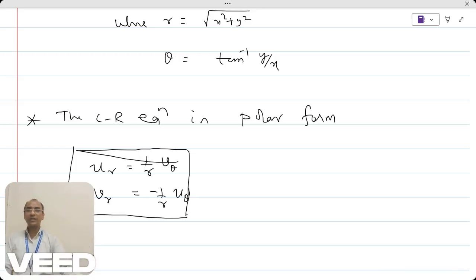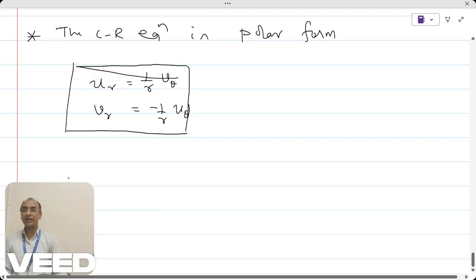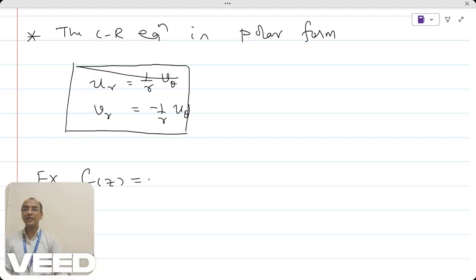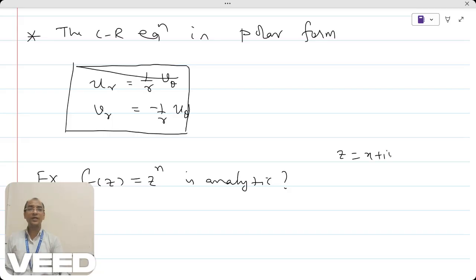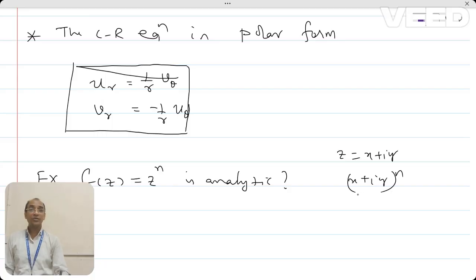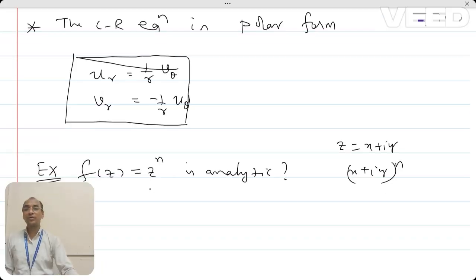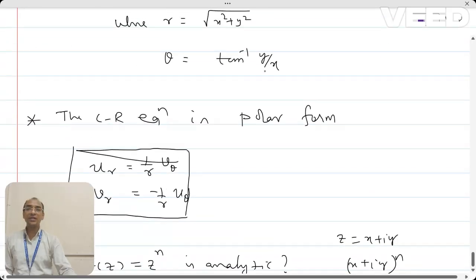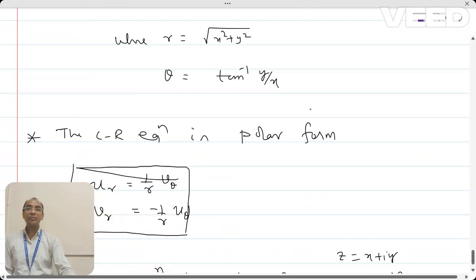Now a simple example I will take: check whether the function f of z equal to z to the power n is analytic or not. So how can we check? If I write z equal to x plus iy, it will be very difficult for me to expand x plus iy to the power n and to find the real and imaginary parts. So what I will do is try to convert this to the polar form. So z equal to r into e to the power i theta.